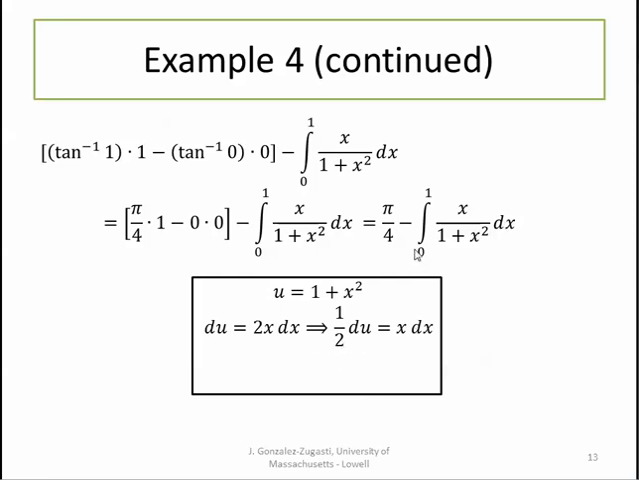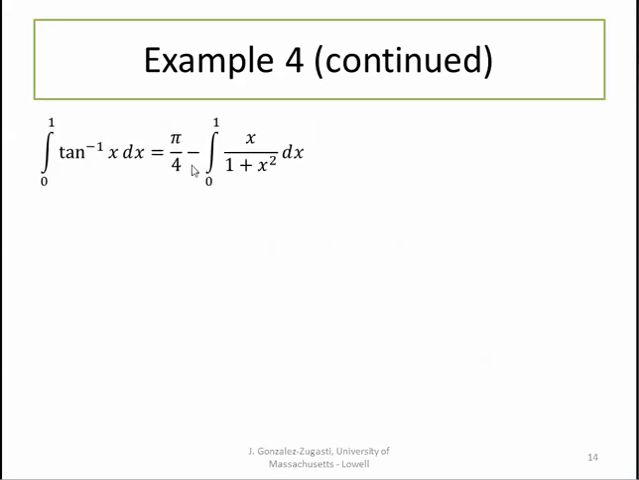And then, since it's a definite integral, we have to change our limits of integration. So when x is equal to 1, u is going to be equal to 2. And when x is equal to 0, u is going to be equal to 1. So that gives us that our expression is going to be equal to the integral from 1 to 2 of 1 over u times 1/2 du.